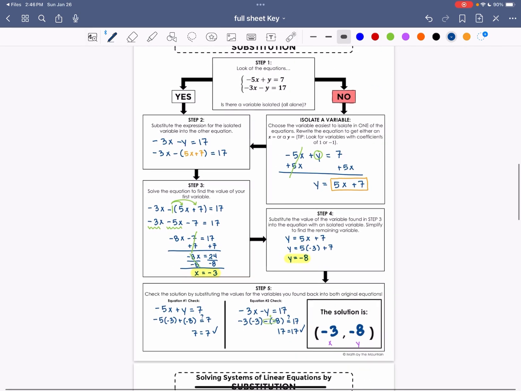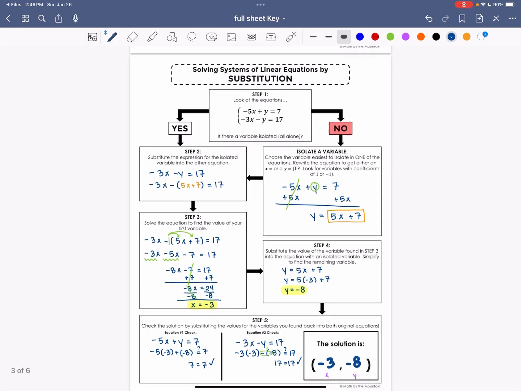So this was a quick look at solving systems of linear equations by substitution.